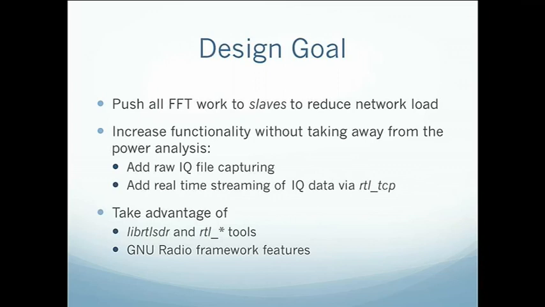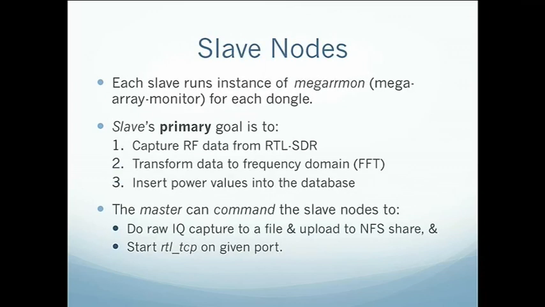Also, similarly, if we see a spike at some frequency, boom, start up RTL TCP and then choose a GNU Radio script. Maybe it's just FM and you can just listen to it. Maybe it's something else and you want to do further decoding like POCSAG or ADS-B, things of that nature. So each slave node runs this thing that I call MegaRMON, which is Mega Array Monitor. And as I said, it just captures the RF data, does the FFT, and inserts the powers in the database.